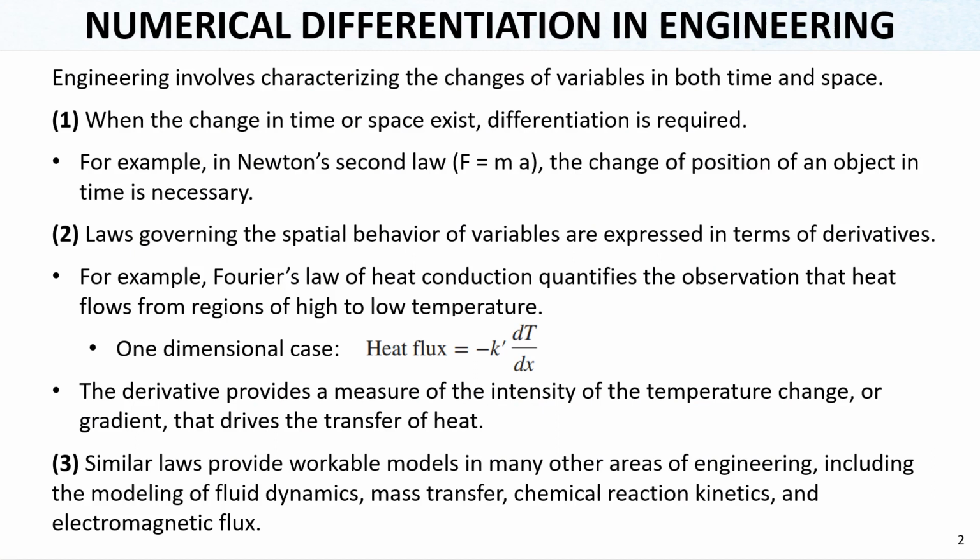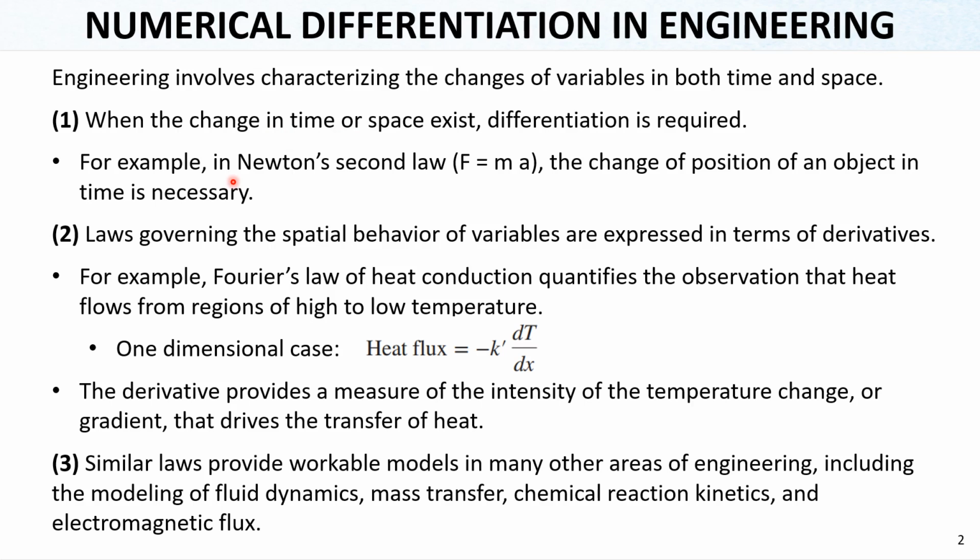And usually engineering involves characterizing the changes of variables in both time and space. So this time and space is important because we will be using these as the functions. In the first case, when the change in time or space exists, differentiation can be required. So usually we are at some position, at some location, and we are changing the location by acceleration or changing our speed and going to another location. So in between we are spending a time or space basically.